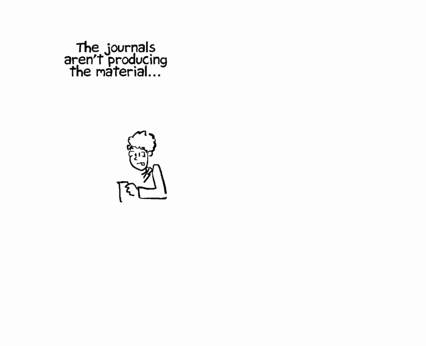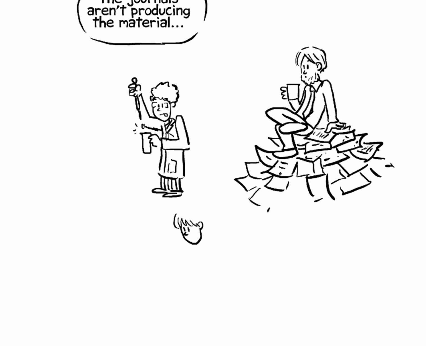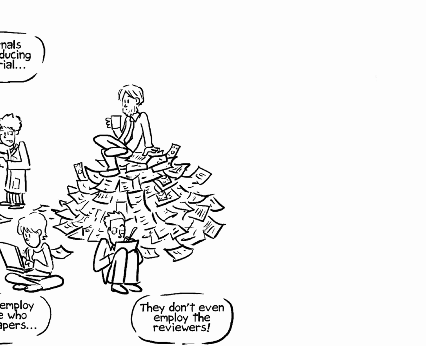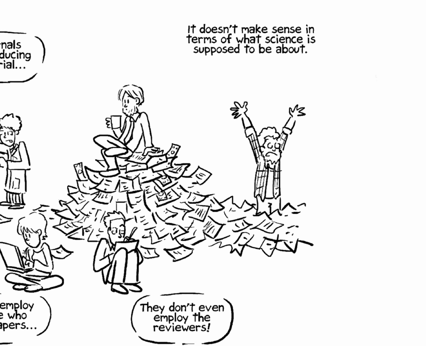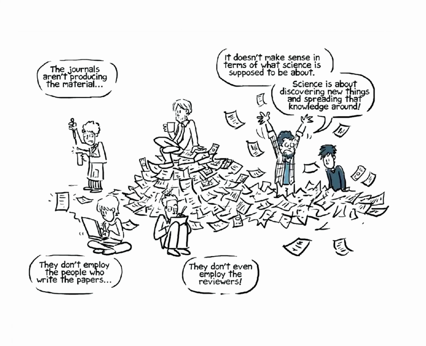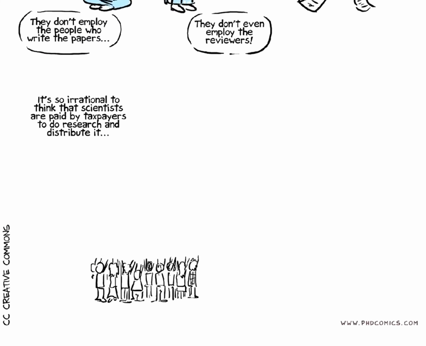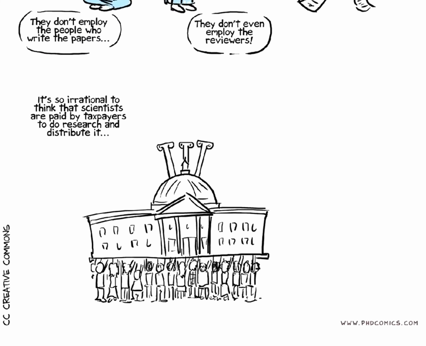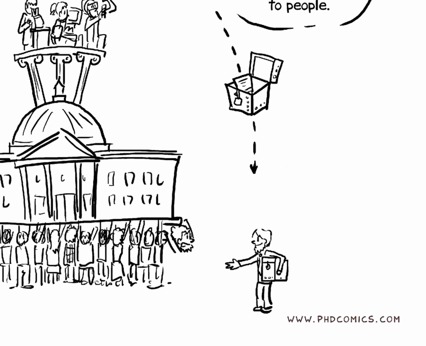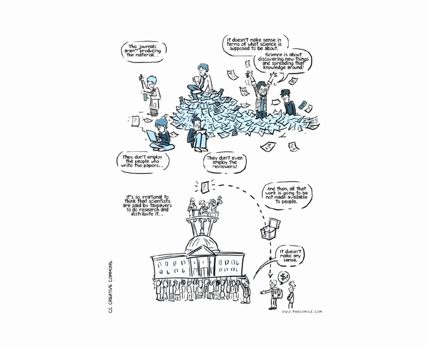The journals aren't producing the material. The journals don't employ the people who write the papers. They don't even employ the people who review the papers. And it doesn't make a lot of sense in terms of what science is supposed to be about. It's supposed to be about discovering new things and spreading that knowledge around. It's so irrational to think that these scientists like me are paid by the government to do research and to discover things and distribute that. And then 2 years of work by 20 people is going to be compressed into a paper and then not made available to people. It just doesn't make any sense.